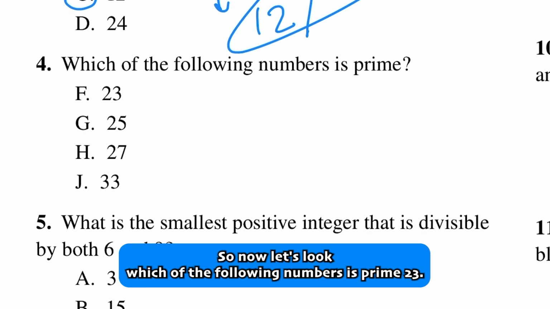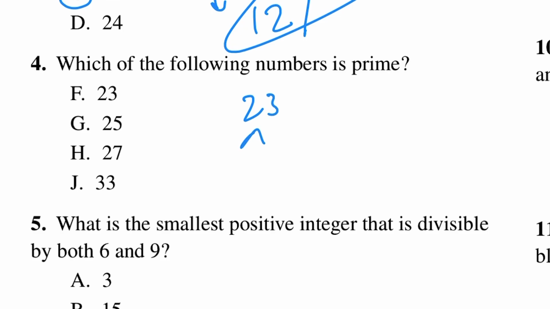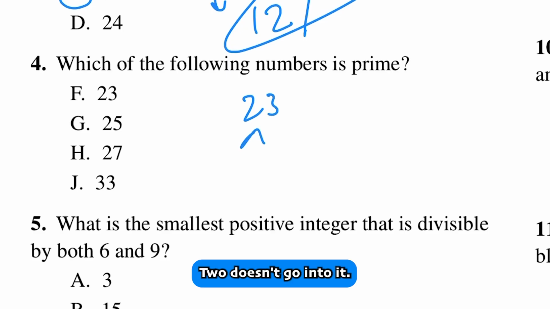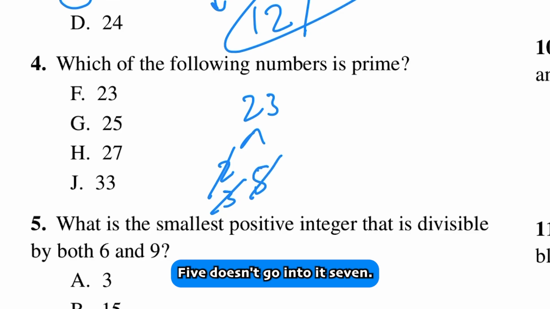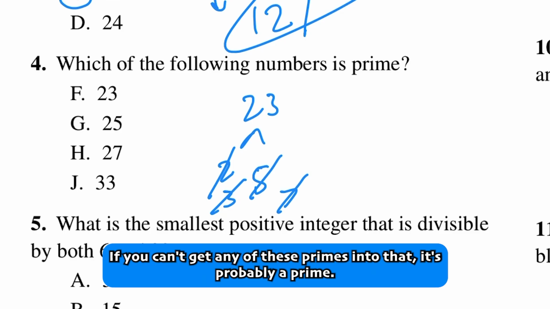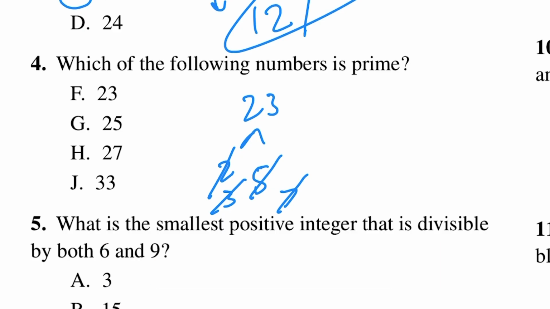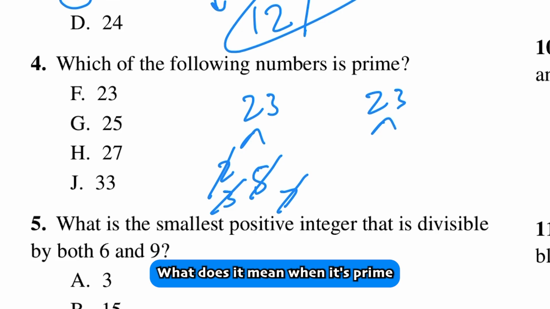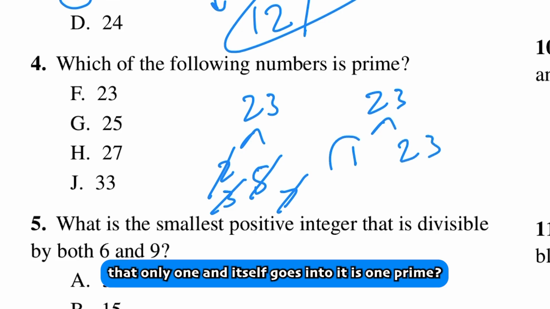So now let's look at which of the following numbers is prime. 23. 2 doesn't go into it. 3 doesn't go into it. 5 doesn't go into it. 7. If you can't get any of these primes into that, it's probably a prime. What does it mean when it's prime? That only 1 and itself goes into it.